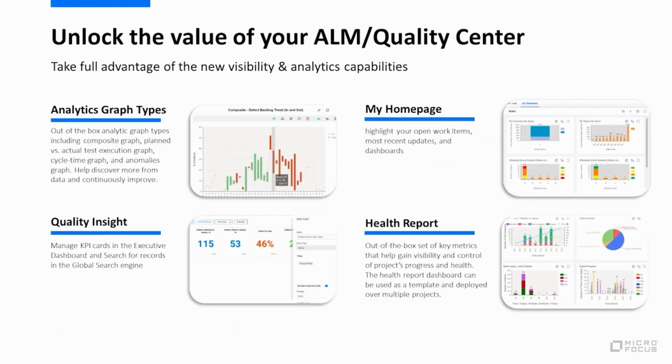In the visibility and analytics area, we introduce new graph types such as the composite graph that enables you to combine and correlate up to 3 graphs, the planned versus actual graph that helps you track your test execution progress, the cycle time graph that shows how long defects remain in each phase, and the anomalies graph that shows how many defects remain in a specific phase for a specified duration. These new graph types help you to analyze your data and continuously improve.